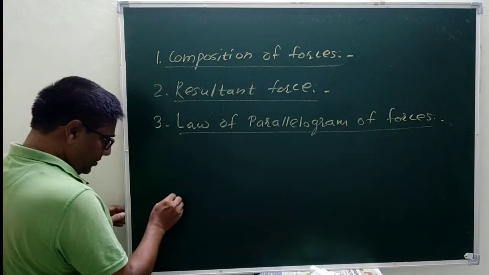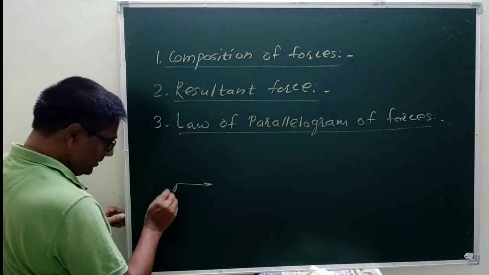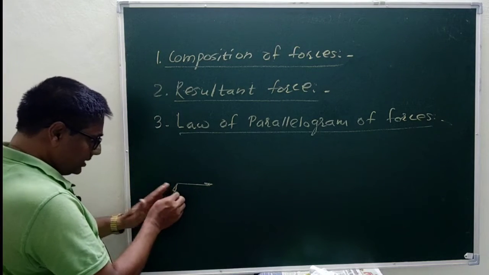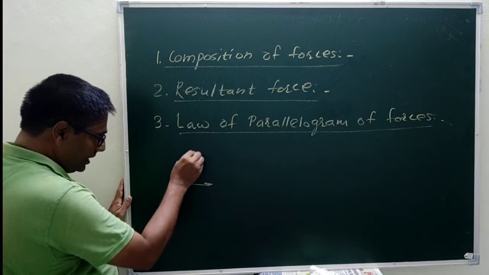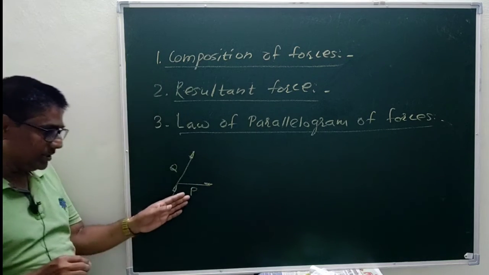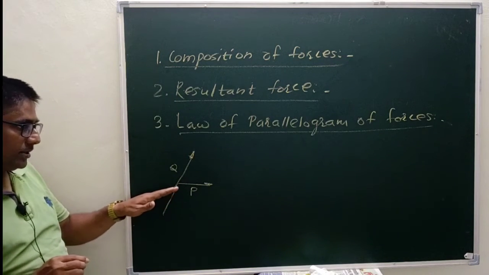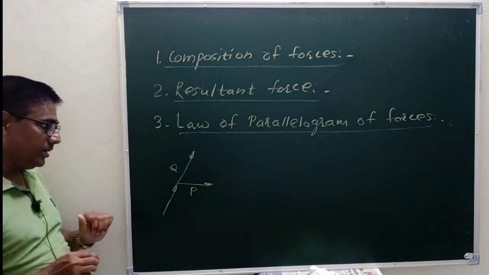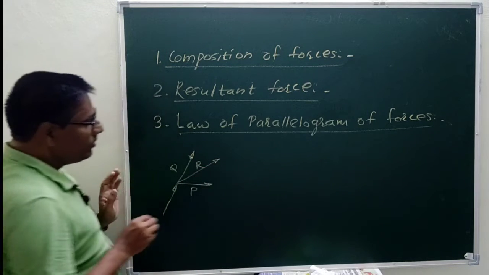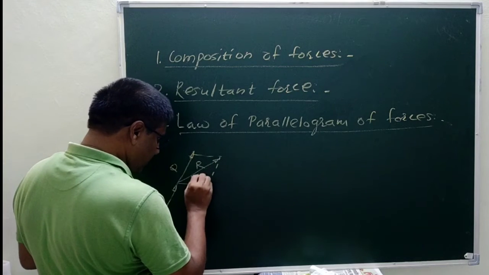Suppose we have a force, one force is acting towards the point, other is acting away from the point. Then by principle of transmissibility of force, we can take this force along the line of action here. See, this force is P and this force is Q. These two forces are represented in magnitude and direction along the two sides of parallelogram. Then their resultant is represented by the diagonal of a parallelogram in magnitude and direction. This is what law of parallelogram of forces.